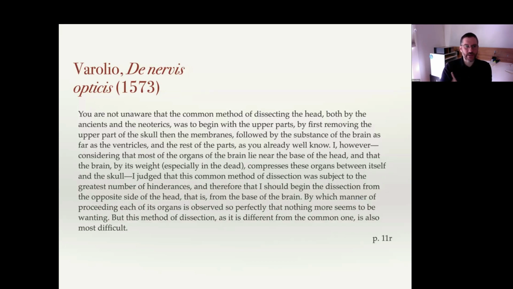What does he write in here? Well, he gives a new way of dissecting the head. The common method of dissecting the head, both by the ancients and the Neoterics, was to begin with the upper parts by first removing the upper part of the skull, then the membranes, followed by the substance of the brain as far as the ventricles.